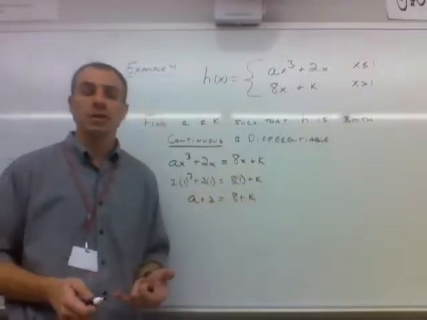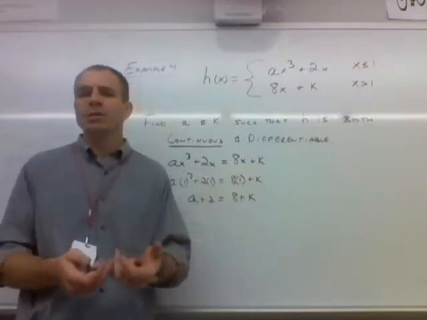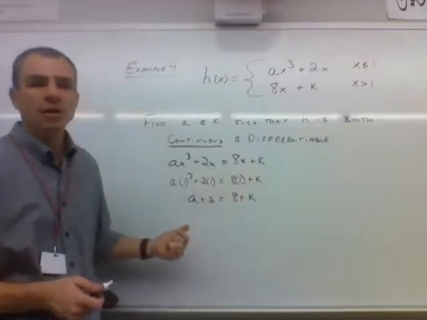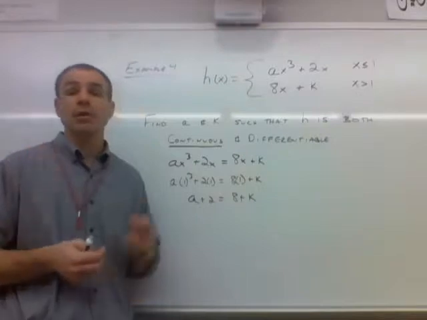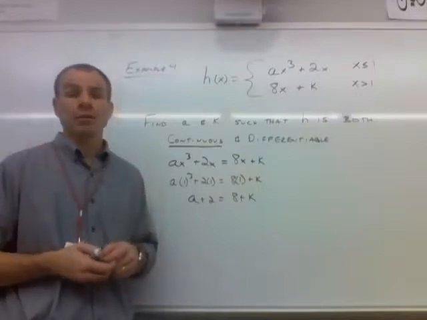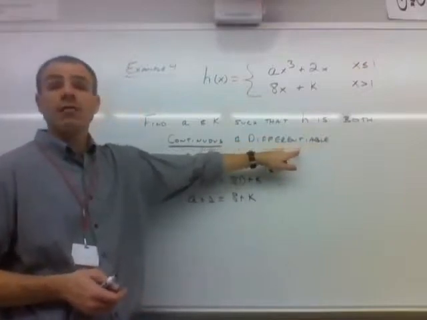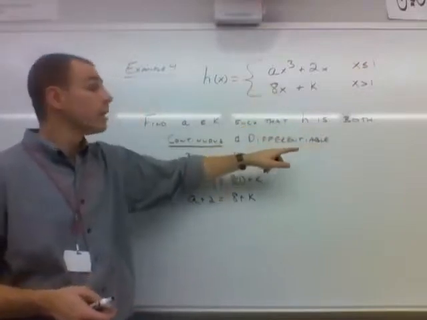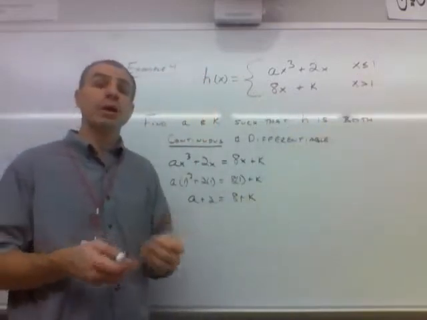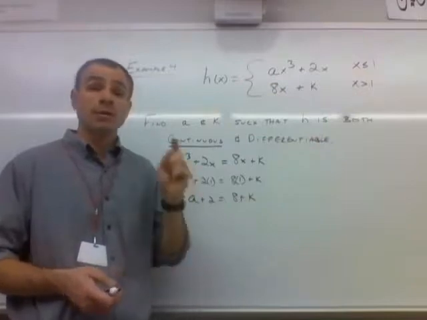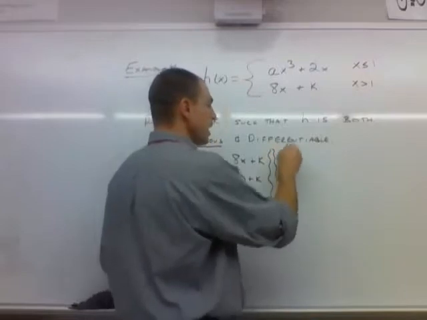So we have this equation with two variables, a and k. It's similar to something we did a long time ago in algebra. We can't solve this and figure out what a and k are, because we have two variables and only one equation. We need another equation, and that's where the second part comes into play: differentiability. In order for this function to be differentiable at x equals 1, we need to be able to plug 1 into both parts of the derivative and get the same value. So let's find our derivative. Let's separate this a little bit. h prime of x.